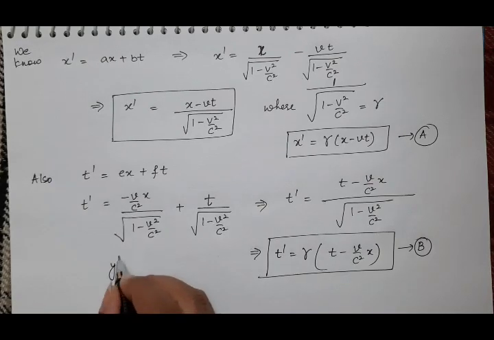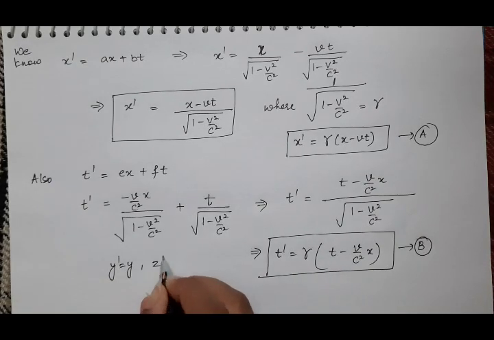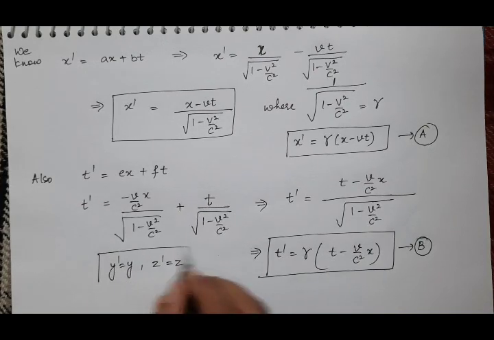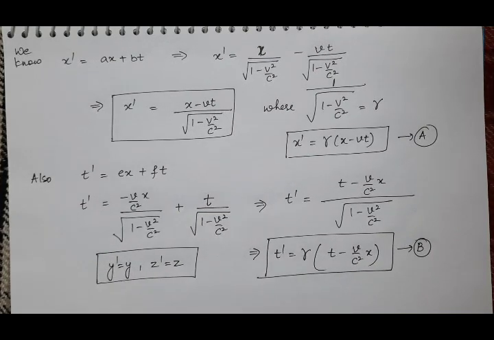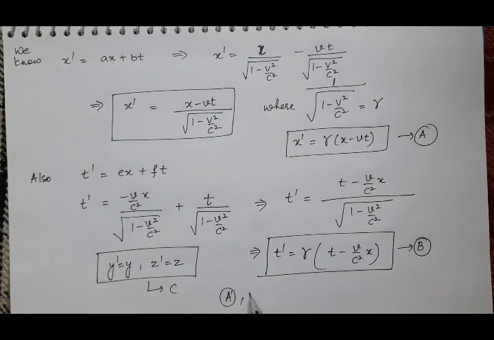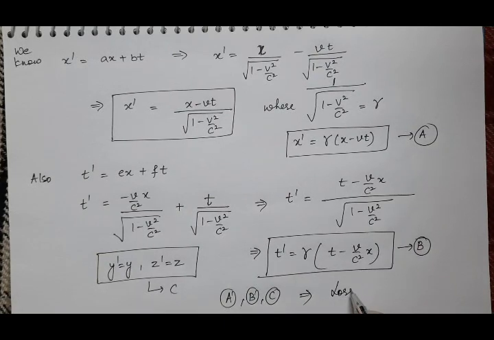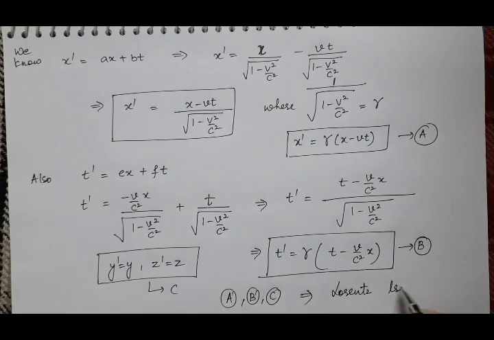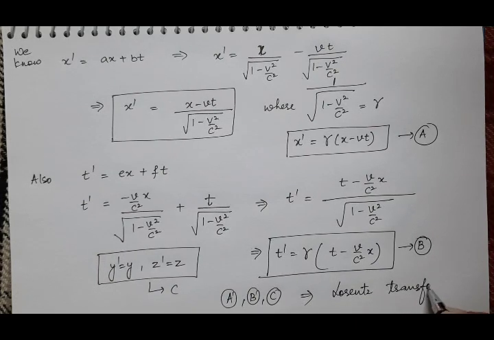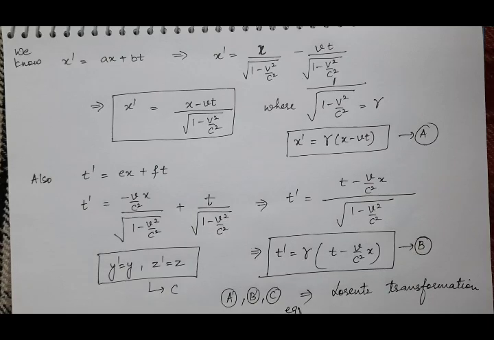And we have y dash is equal to y and z dash is equal to z, because there is no relative motion along y and z axis between S and S dash. So the two coordinates will not be affected by the motion of S dash with respect to S. So these are equation A, B and equation C. These are Lorentz transformation equations from S to S dash.